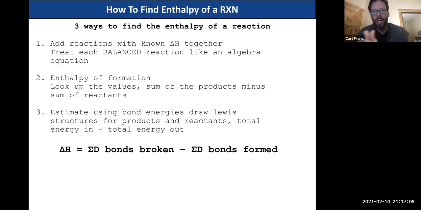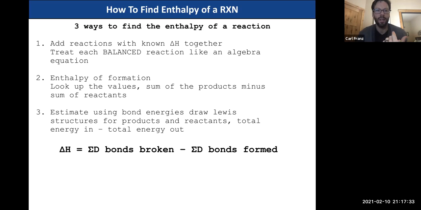Now, there are other ways to find enthalpy, right? You can look up the enthalpy values of the products, and you take the sum of the products and you subtract from them the sum of the reactants, taking into consideration the moles as well, of course, right? And we did some problems like that.